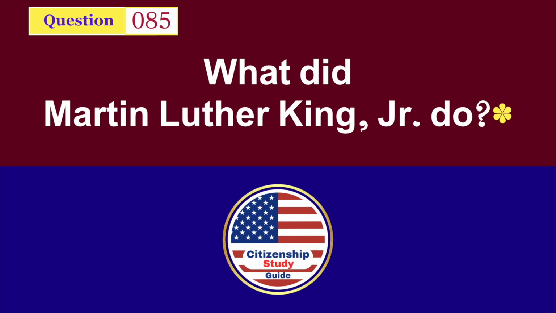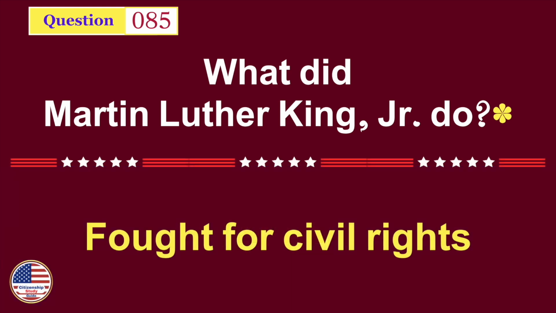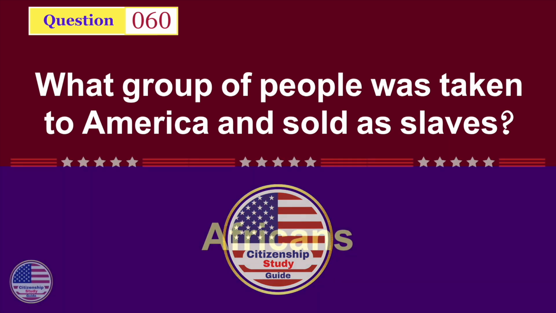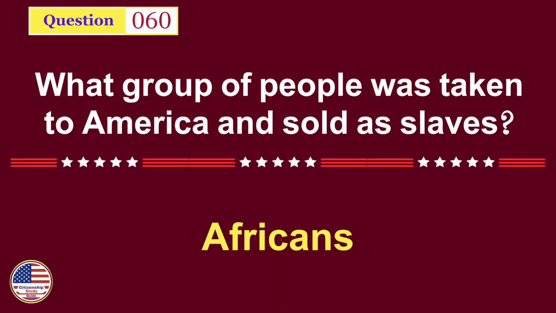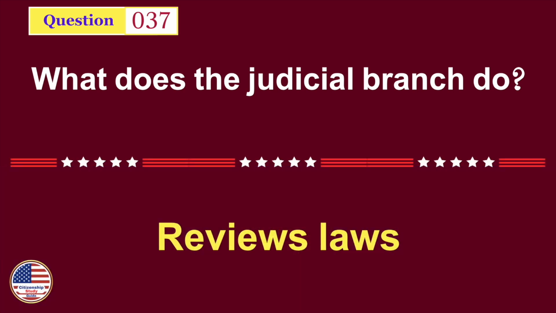What did Martin Luther King Jr. do? Fought for civil rights. What group of people was taken to America and sold as slaves? Africans. What does the judicial branch do? Reviews laws.